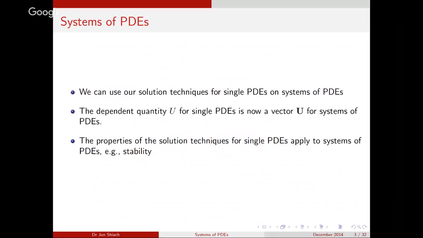Okay, we don't have to really look at any additional techniques for solving a system of equations over a single equation. These are generally the same techniques. We may have to take into consideration some additional parts, but I'll mention that.